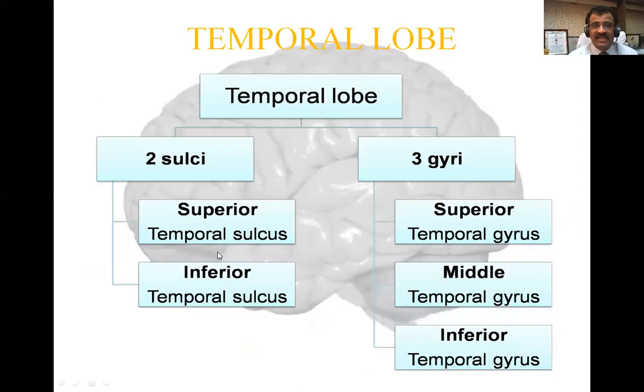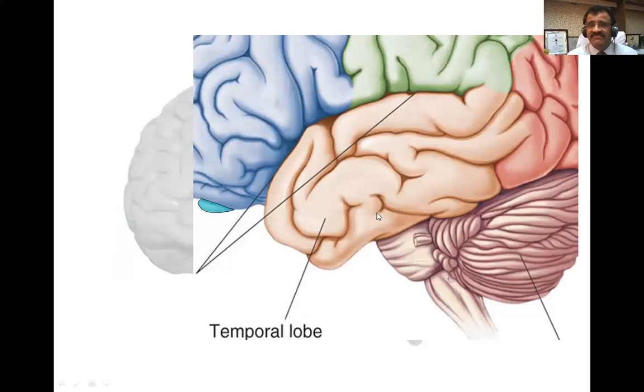There are 2 sulci, which are the superior temporal sulcus and inferior temporal sulcus, just like your occipital lobe, and 3 gyri: superior temporal gyrus, middle temporal gyrus, and inferior temporal gyrus. And here you can see the different cortex and areas on the temporal lobe through this slide. First is the primary auditory cortex. This primary auditory cortex is located on the superior temporal gyrus.